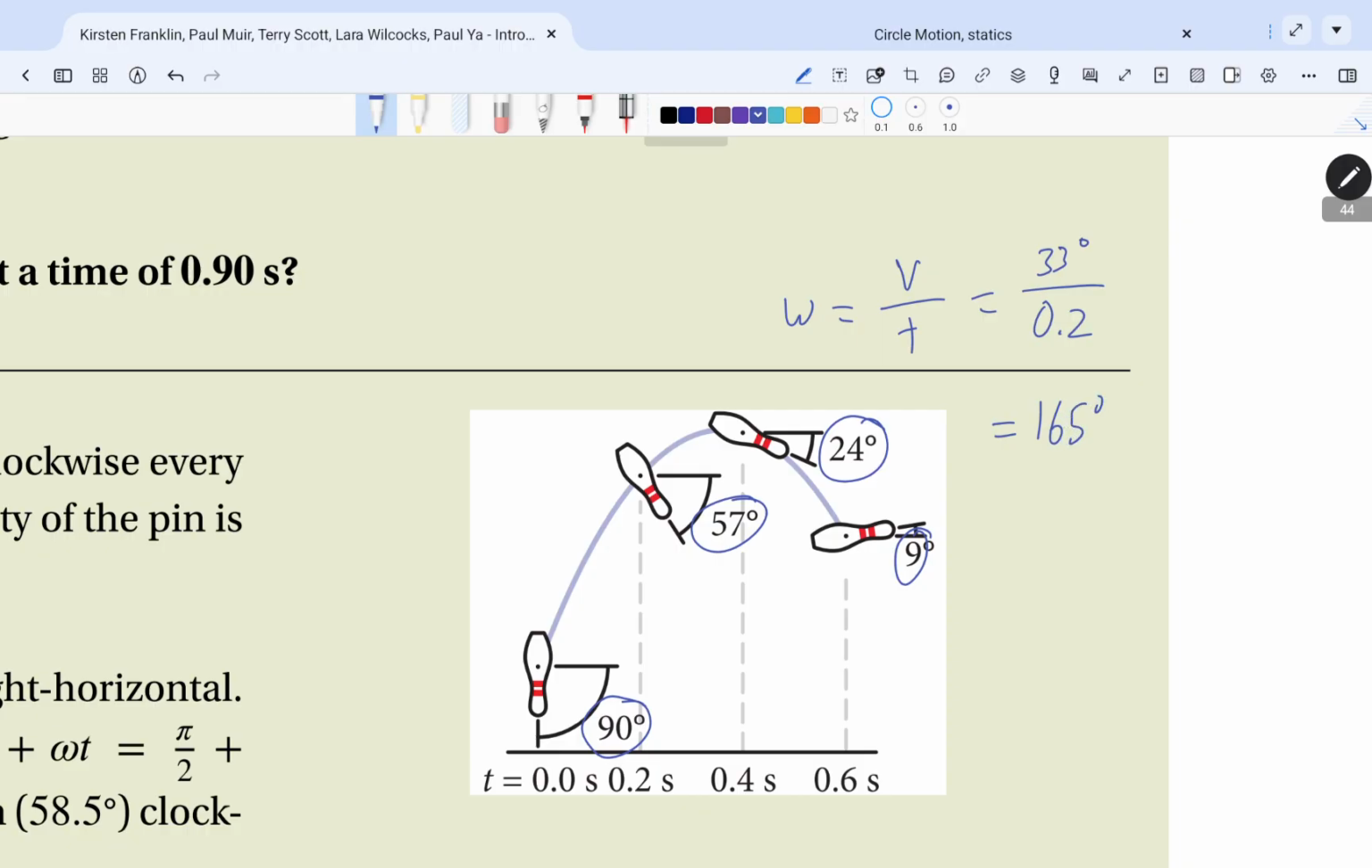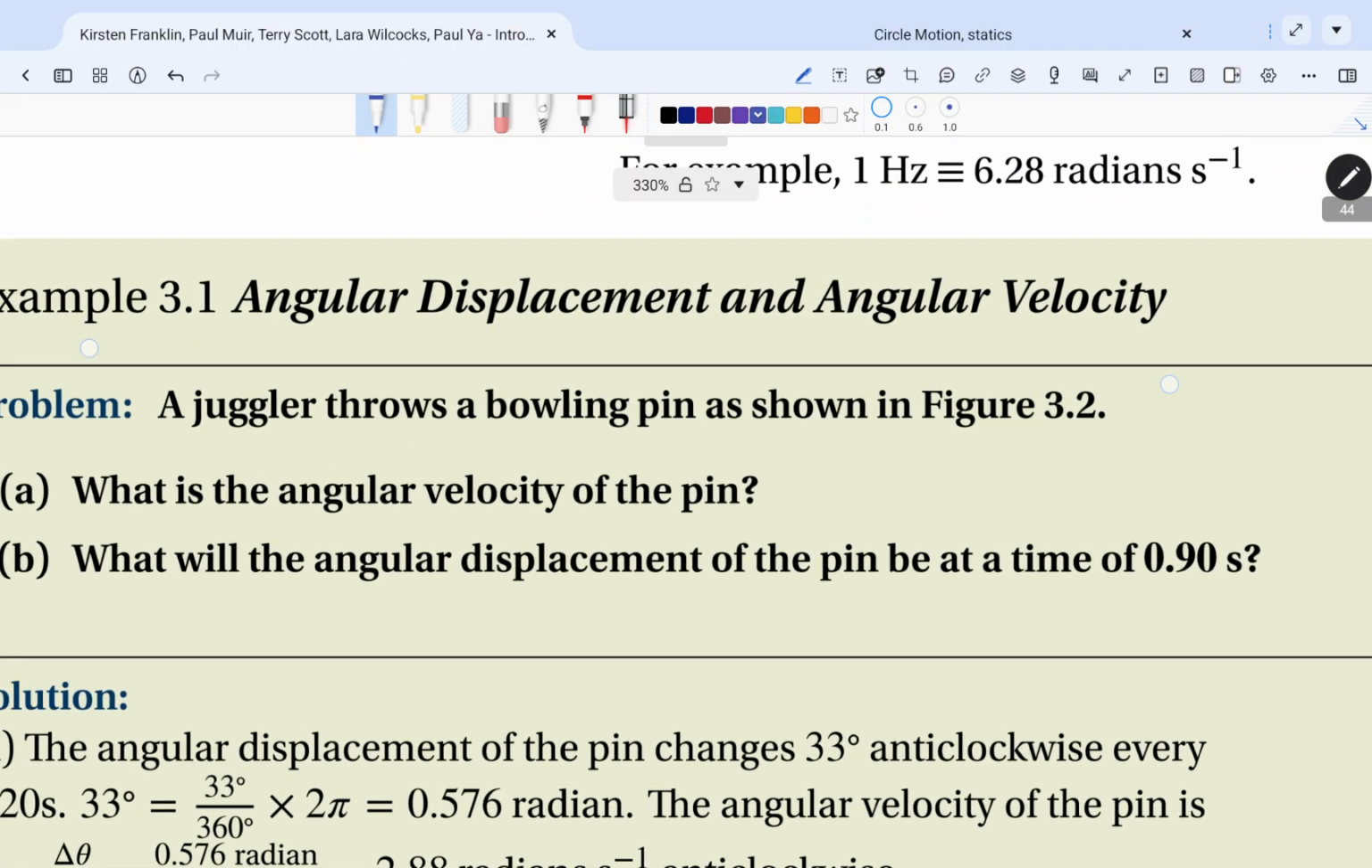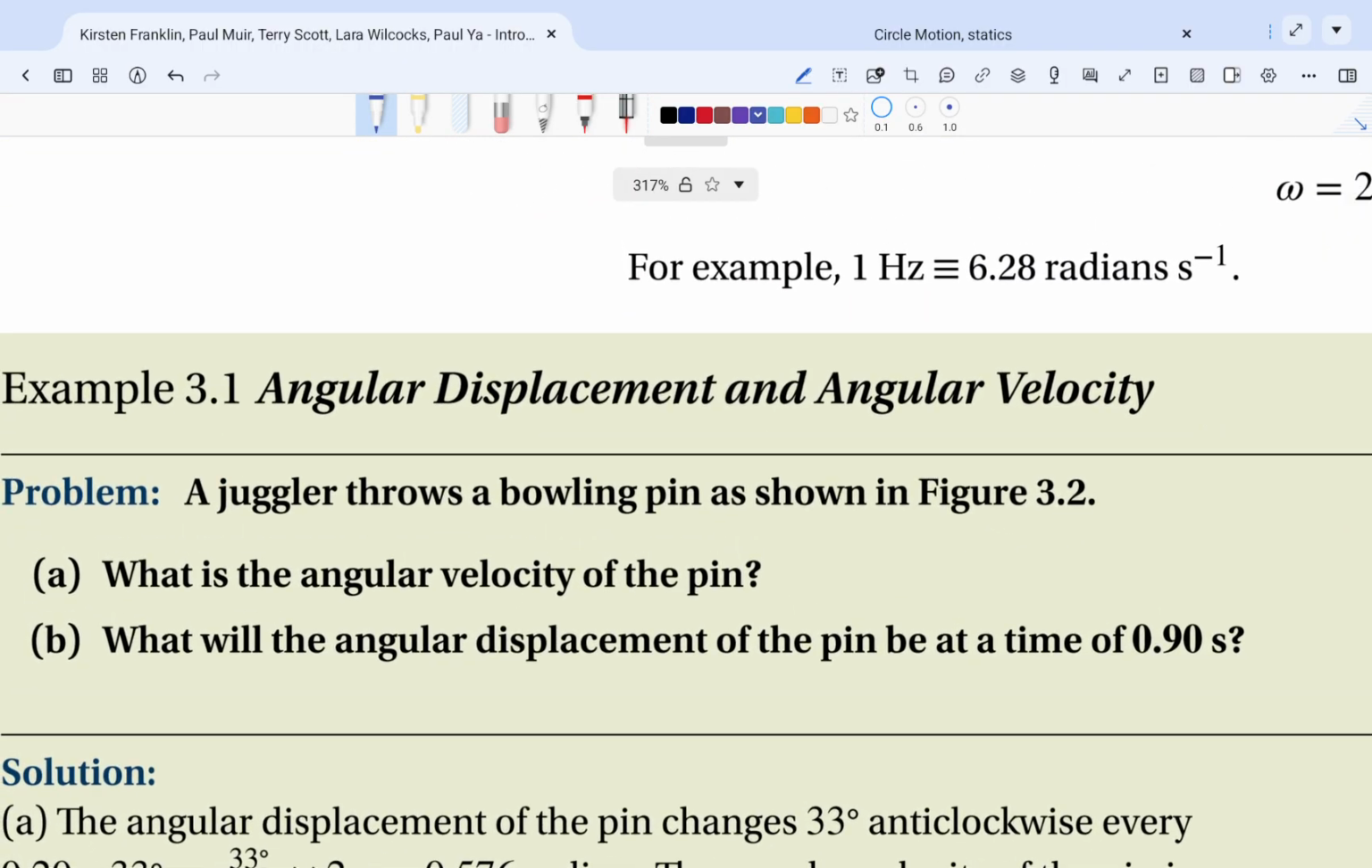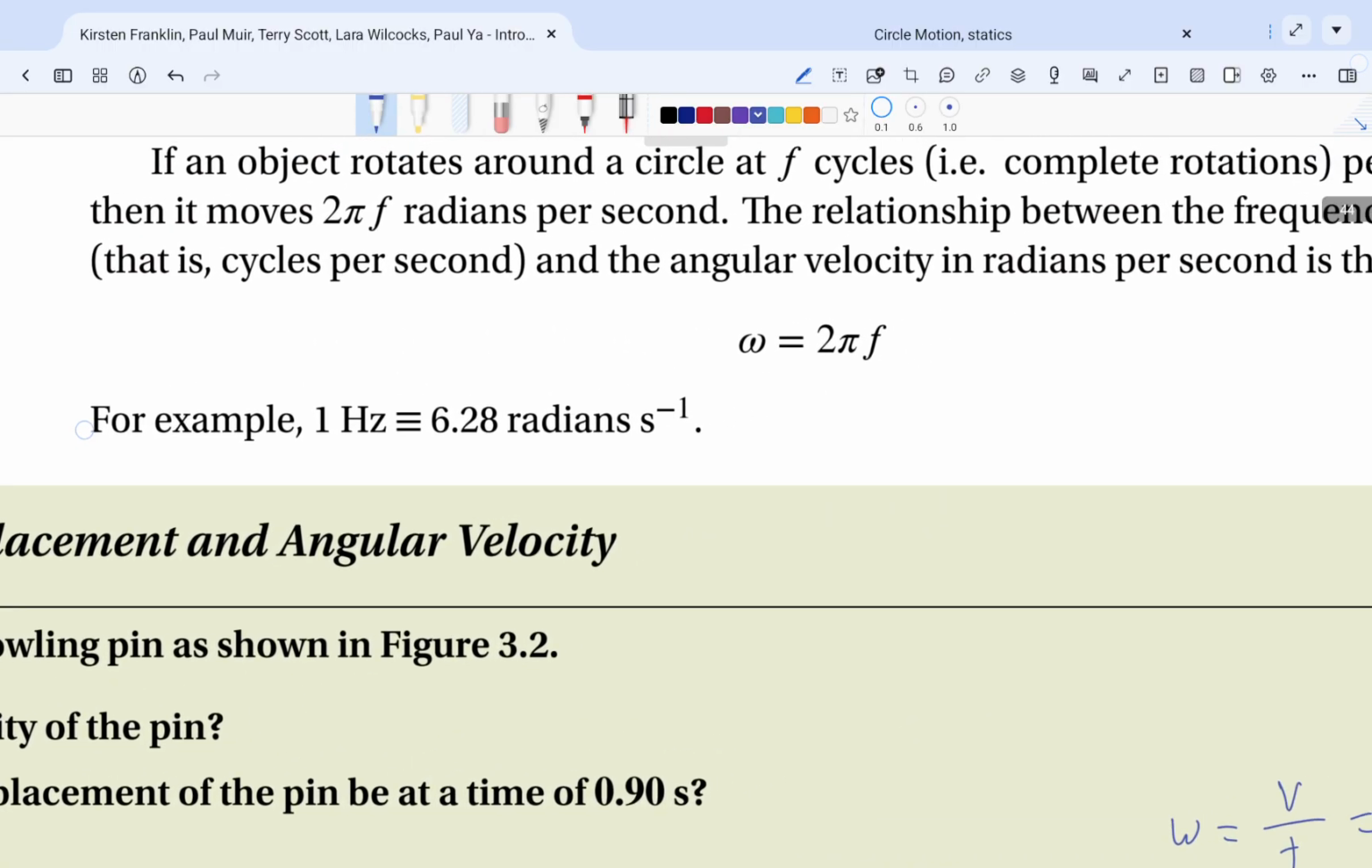165 degrees. But remember, they like to put the angular velocity in terms of radians. So let's convert that to radians. So times pi divided by 180. And that gives me about 2.88 radians. Let's answer the first question. What's the second question? What will the angular displacement of the pin be at time 0.9 seconds?